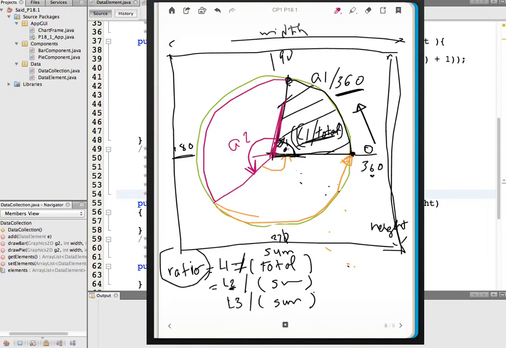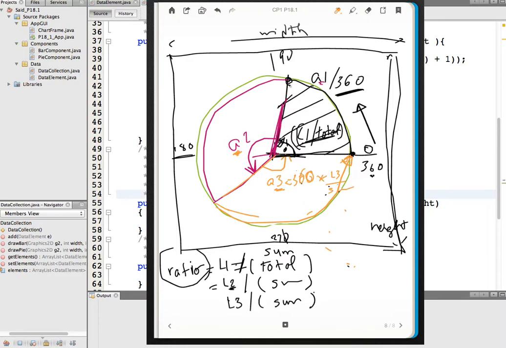So angle number 1 starts from 0, and then the starting point of angle 2 is the value of angle 1. Then if you go to angle 3, the starting point of angle 3 is angle 2, and angle 3 ratio is the 360 multiplied by the L3 divided by the sum. So if you know those angles, then you can go ahead and draw the circle.